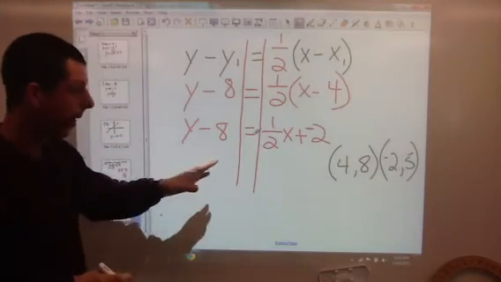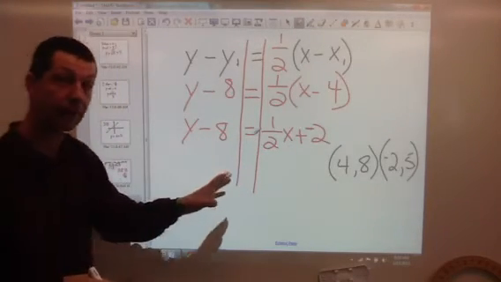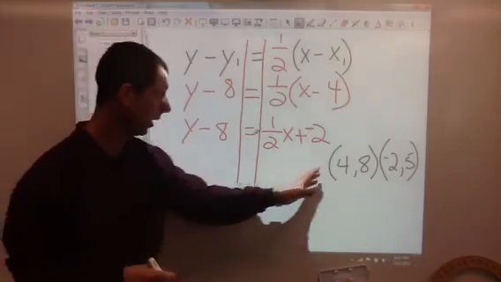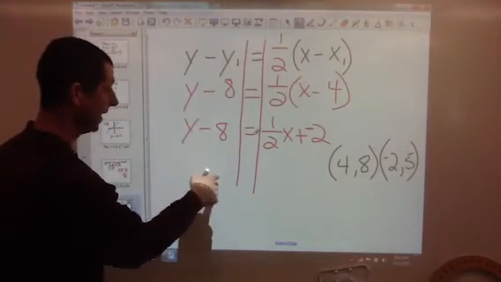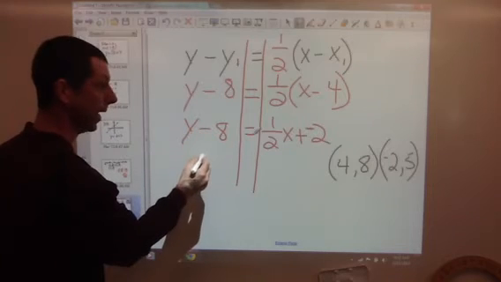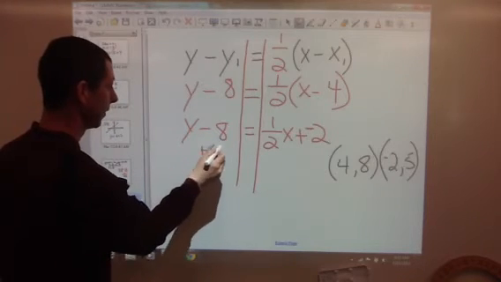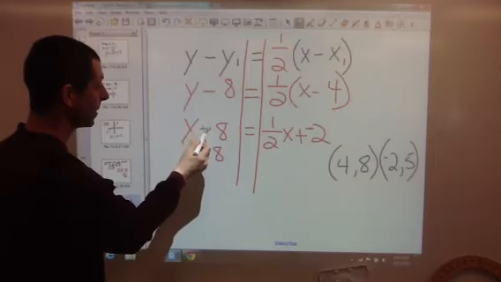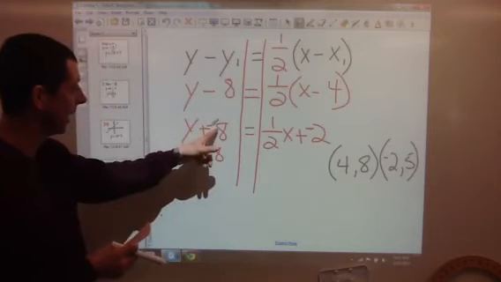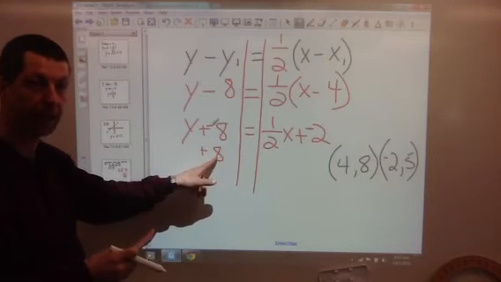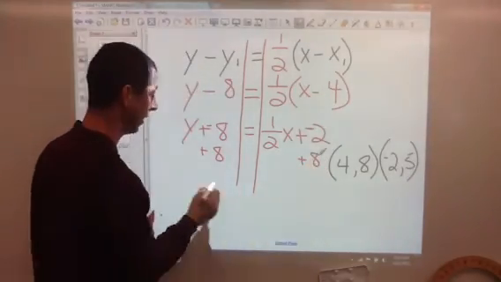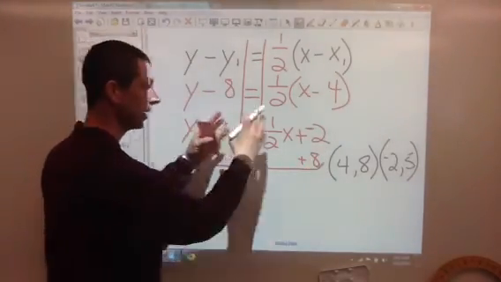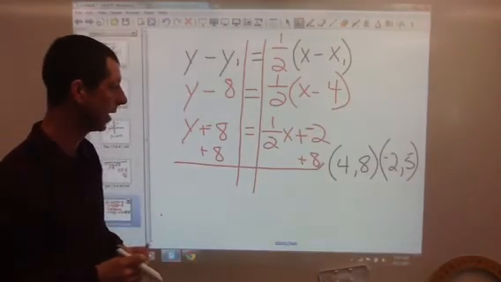Okay, so now I'm at a point where I almost have this in the y-intercept form. So now I want to get y equals, so I want to get rid of this minus 8. So I'm going to add 8. Or if you add the opposite here, it's plus negative 8, so a negative 8 plus 8 is nothing. It cancels out, 0. Got to do the same thing over here, add 8. Remember, whatever you do to one side, you got to do the same thing to the other side.